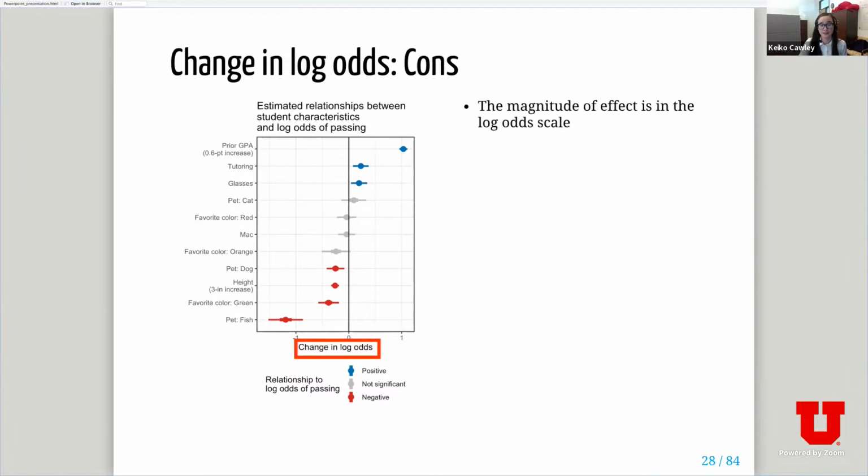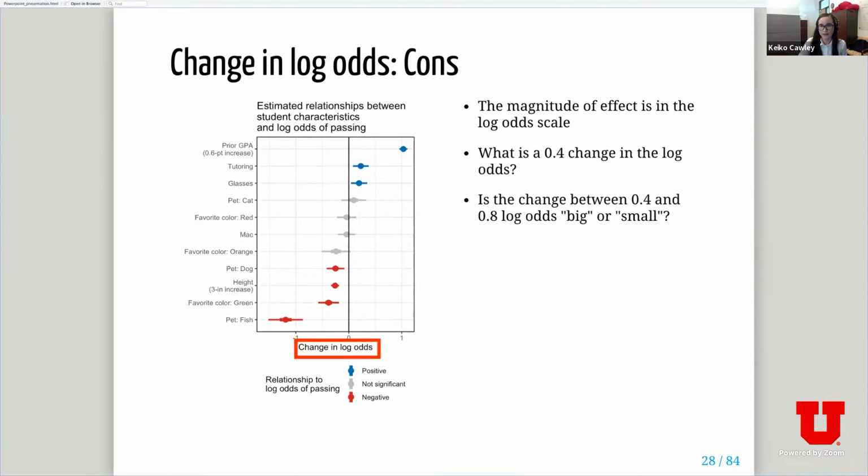Some cons are, yeah, the magnitude of effect is in the log odds scale. Like I mentioned earlier, log odds isn't a scale that most of us are familiar with. So your non-technical audience member might be asking questions like, what the heck is a 0.4 change in the log odds? Is the change between a 0.4 and 0.8 log odds big or small? All that they'll be able to get out of this figure is whether your parameter had a positive or negative effect or no effect.